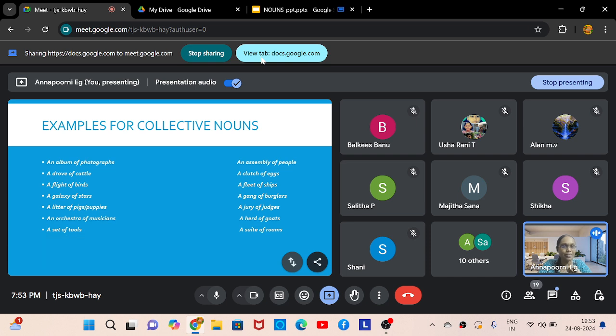Can anyone define what is a pupil in biology? Teacher, it's a butterfly, baby butterfly. That is a pupa. PUPA, pupa.